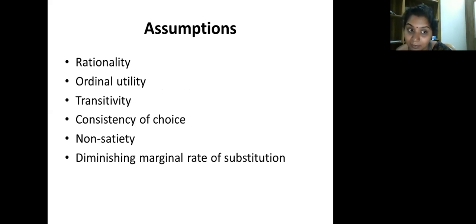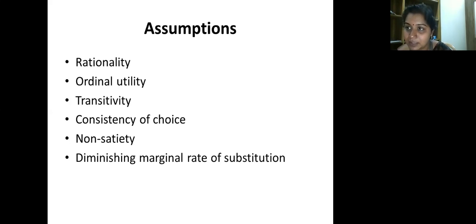Transitivity. This assumption is actually very important. From this area they will ask questions. What you have to understand is this: if a consumer prefers combination A instead of B, so his higher preference is combination A, and he prefers combination B to C, then definitely he will prefer combination A to C. In this way you are going to rank it. So this is called transitivity. If a consumer prefers A to B, B to C, then definitely he will prefer A to C also. Again, if he prefers C to D, then he will prefer A to D also. In that way you can connect, you can rank. There is a higher order and lower order of preference. This concept is called the transitivity concept, consistency of choice.